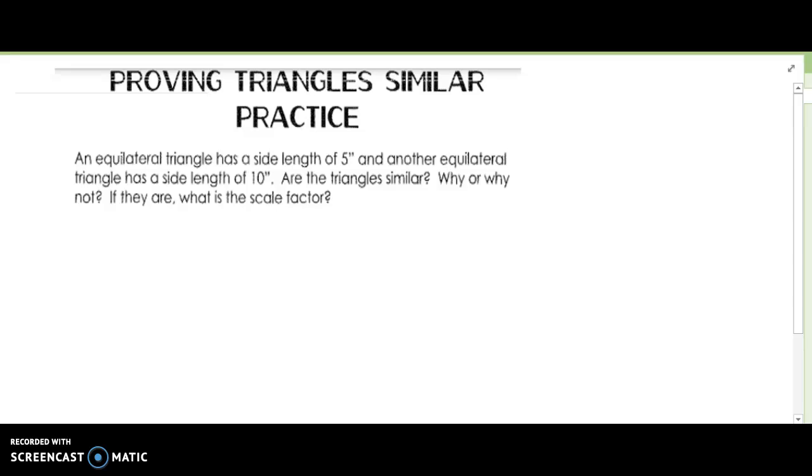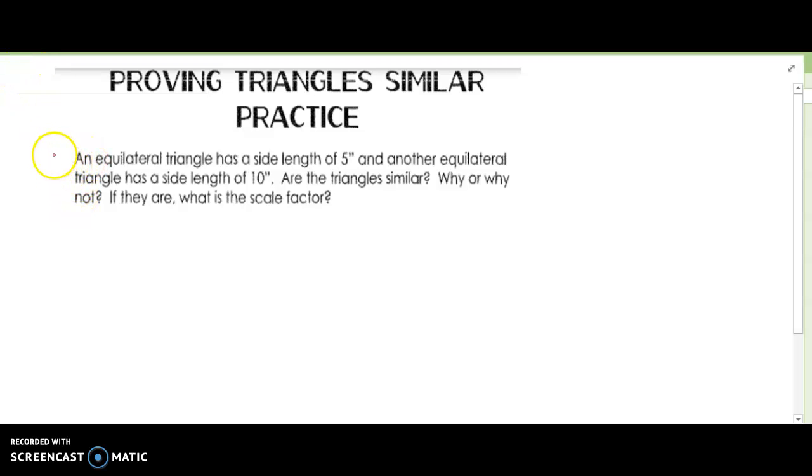Alright guys, in this video, we're going to go over and do a few examples of the angle-angle similarity theorem, the side-angle-side similarity theorem, and the side-side-side similarity theorem. So, just three more examples. It'll be short and sweet and won't take very long.